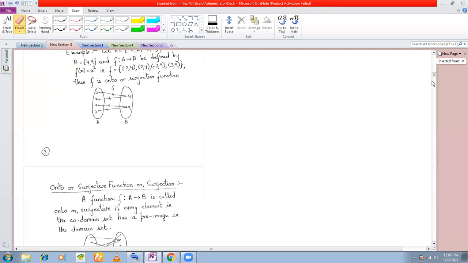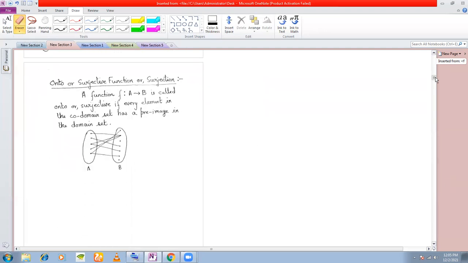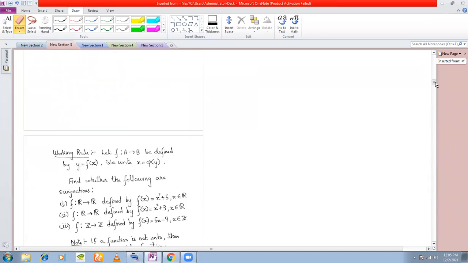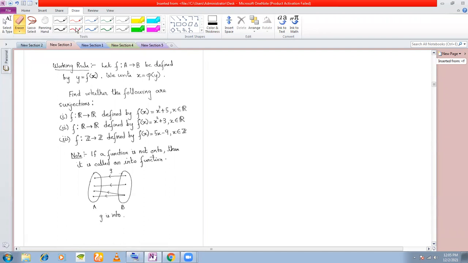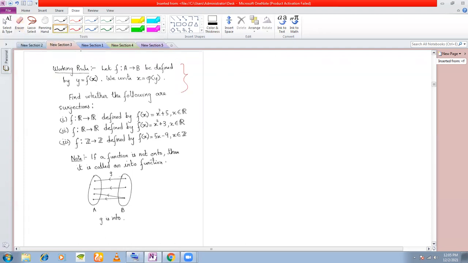So how do you check whether a function is surjective? Let us see with the help of an example. I've given you the working rule here. If you want to check whether a function is surjective, suppose you have f(x) as a function given, then what you do here is you assume y is equal to f(x), and then you proceed to check whether it's surjective or not. Let's see how, with the help of an example. Look at the first one.